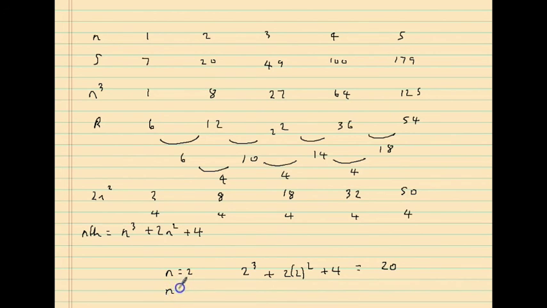And let's just finally try it with one more number, n equals 3. So we've got here 3 cubed plus 2 times 3 squared plus 4. 3 cubed is 27. 3 squared is 9, times 2 is 18. Add 27 and 18, that's 45. Plus 4 gives us 49, which is exactly what we wanted for our third term. The nth term then is n cubed plus 2n squared plus 4.